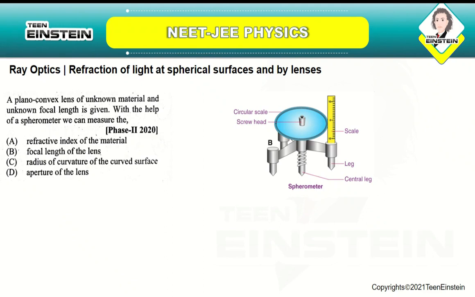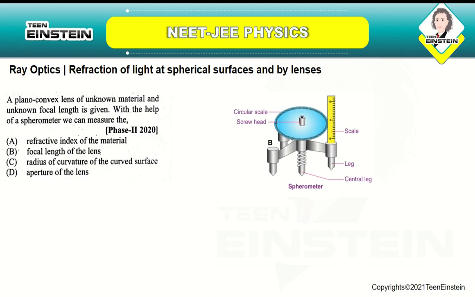Here you can see the image of a spherometer, which has a circular scale and a screw head, and it has a central leg and 3 different legs on either side, and you have a scale here. So usually a spherometer is an instrument which is used to measure precisely the radius of curvature of either a sphere or a curved surface. Generally the working principle of a spherometer is based on the micrometer screw.